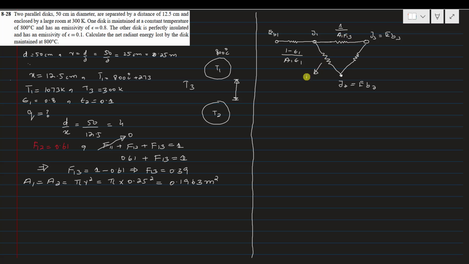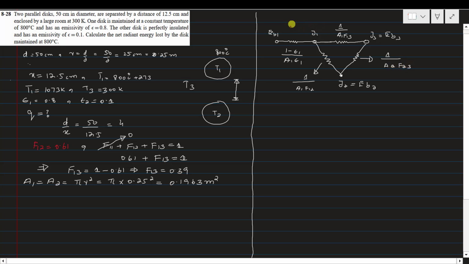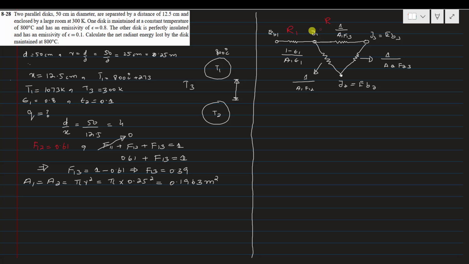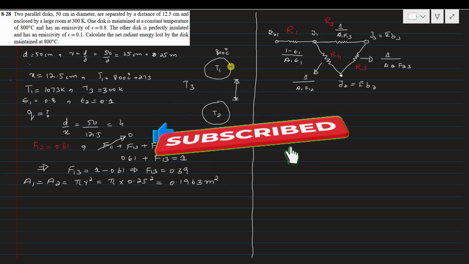This is equal to 1 divided by A1 F12. This is equal to 1 divided by A2 F23. So here I can say that this is resistance 1, this is resistance 2, this is resistance 3, and here this is resistance 4 that is offered to the heat transfer.